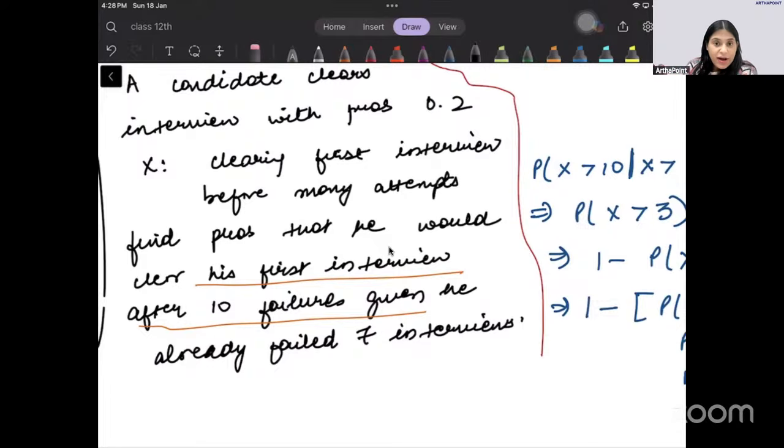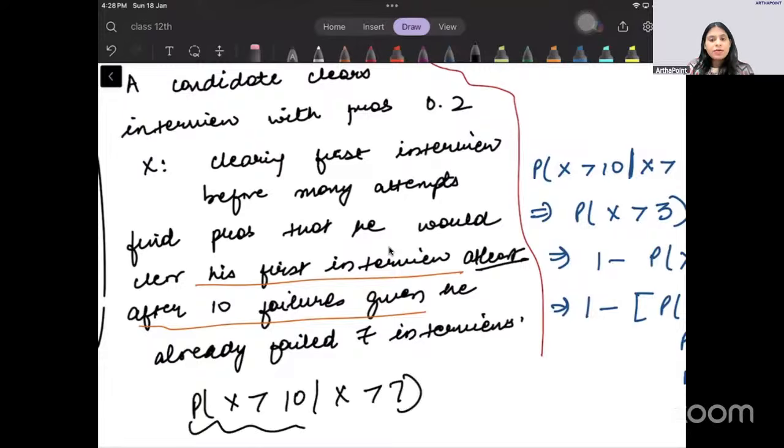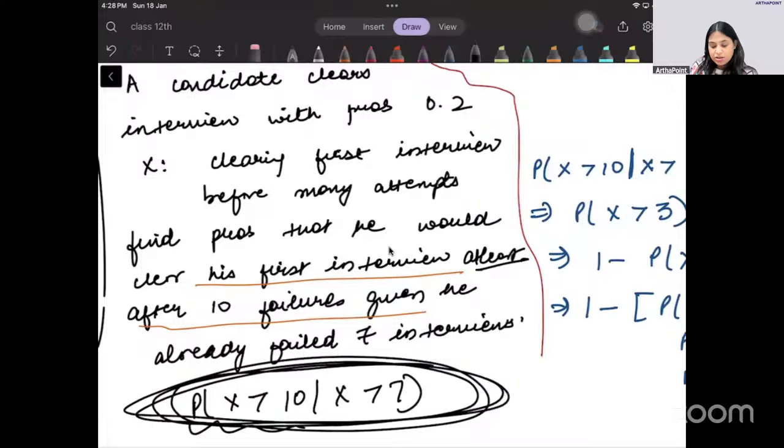What I intend to ask is that it is after 10 failures, so I could have rewritten it, we can make it a little better, that is, at least 10 failures. Yes, the question that I am asking here is: what is the probability x is greater than 10 given x is greater than 7? I have at least 10 failures, or 11 failures, or 12 failures. So at least 10 failures is what I'm saying. I want you to use the memoryless property to solve this.